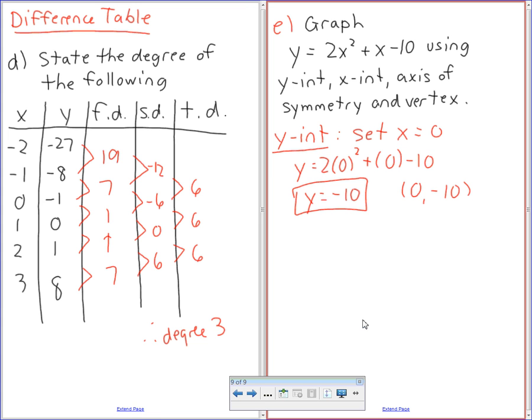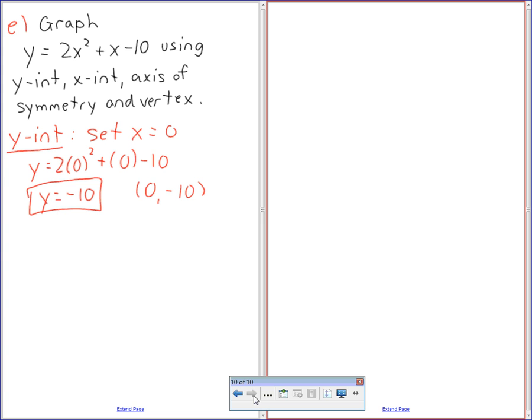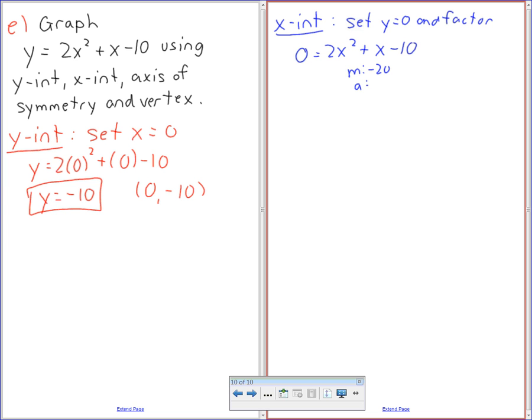Okay, next I'm going to do my x-intercept. It should be on the next board. We're going to set y equals 0 and factor. 0 equals 2x squared plus x minus 10. That's multiply to get negative 20, add to get 1. That's going to be 5 and negative 4.